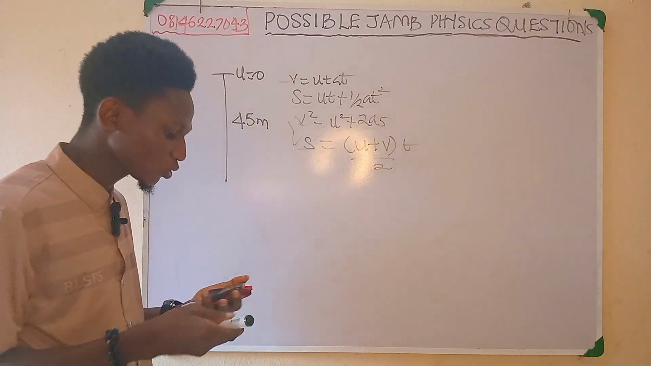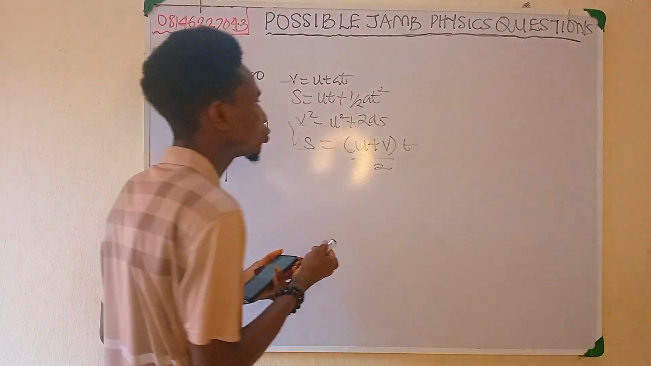Final velocity was not given. So it's how long does it take to reach the ground? So we are going to use this equation to give a free fall equation.